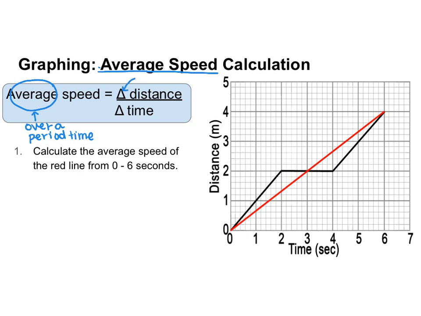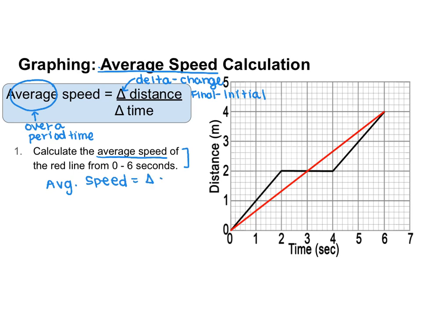So this triangle symbol is called a delta. And in science, delta means change. Whenever I ask you to find a change, you're always going to take the final minus the initial. So if we're looking at the change in distance, we want to know, okay, what was the final distance and then what was the initial distance? Okay, so let's see how this works. We are going to calculate the average speed of the red line from 0 to 6 seconds. So we are looking for the average, and I'm going to abbreviate it AVG, speed.